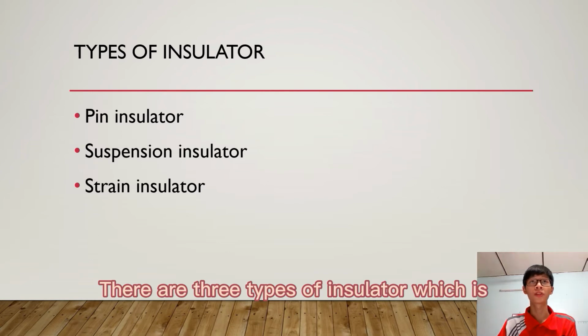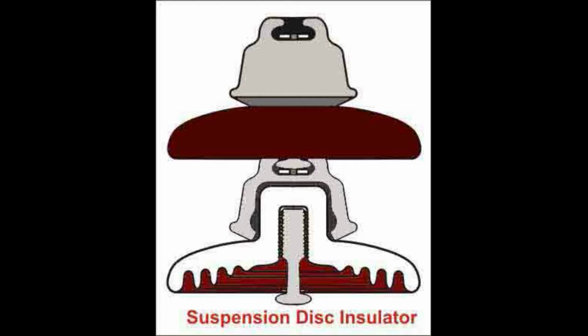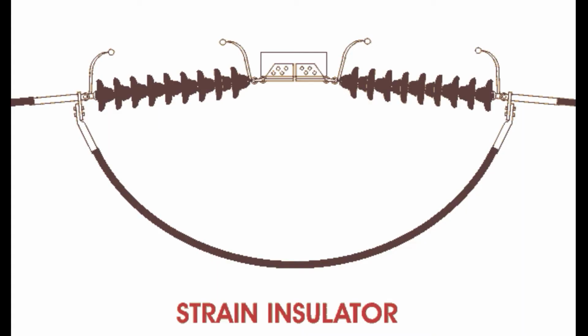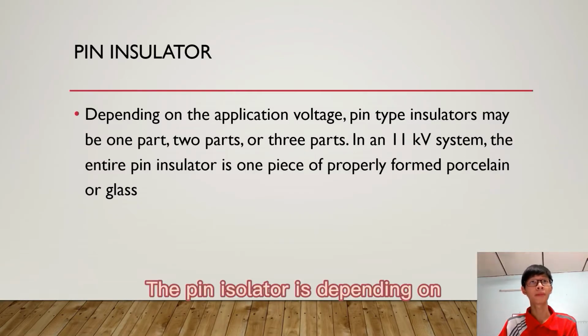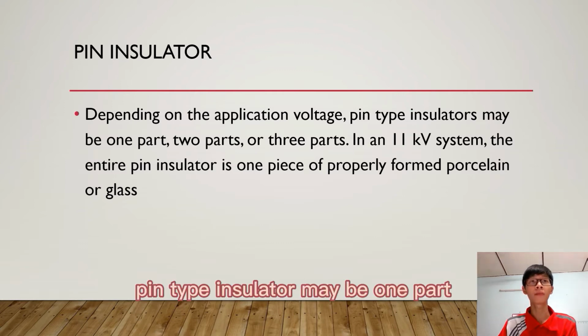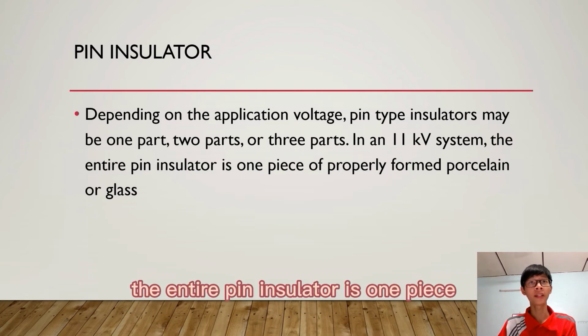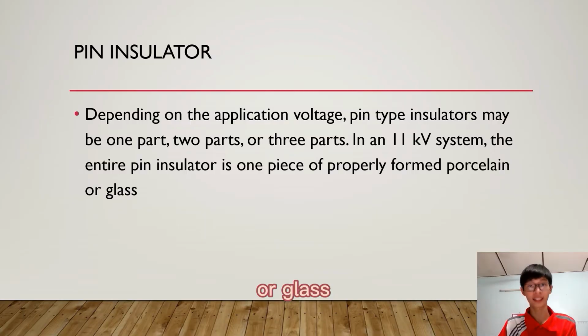There are three types of insulator, which are pin type insulator, suspension type insulator, and strain or tension type insulator. The pin insulator depends on the application voltage. Pin type insulator may be 1 part, 2 parts, or 3 parts. In an 11 kV system, the entire pin insulator is one piece of properly formed porcelain or glass.